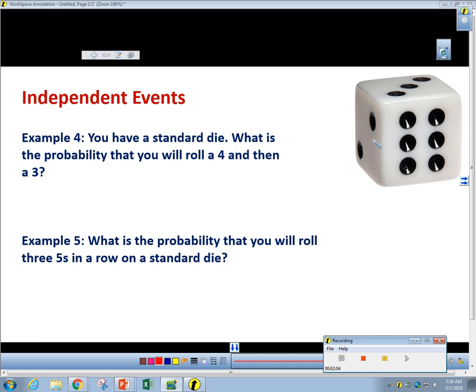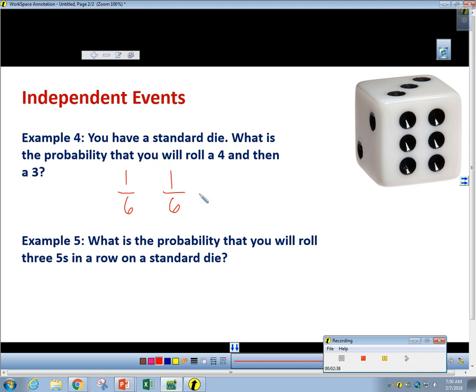Well, we know the probability of getting a 4 is 1 out of 6. And no matter what we roll that first time, if we get our 4, if we get something else, we're still going to have a 1 in 6 chance of getting any number the next time we roll. So our chance of rolling a 3 would also be 1 in 6. Because the probability of rolling a number on a die will always be the same. It's not going to change no matter how many times we roll it.